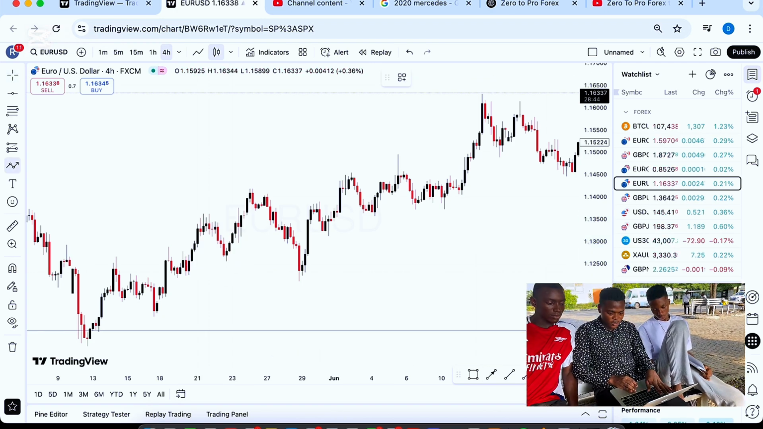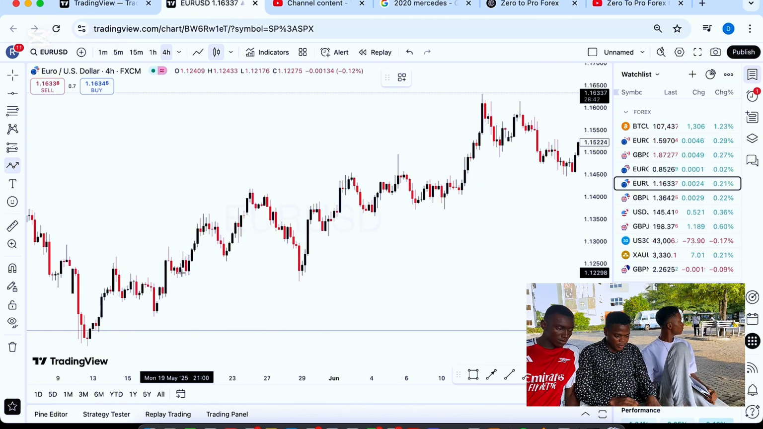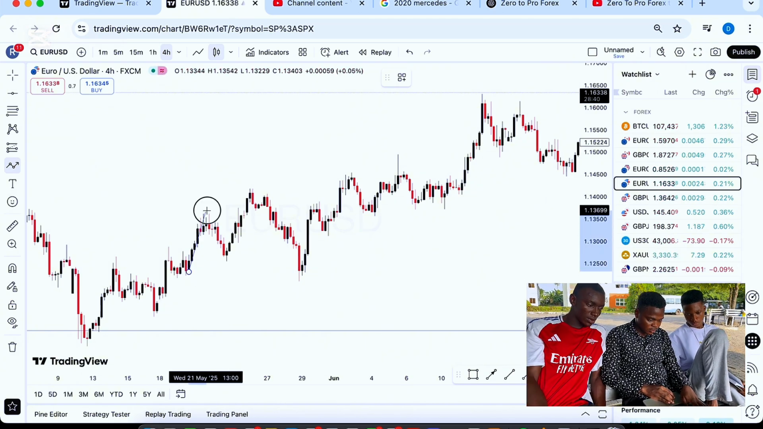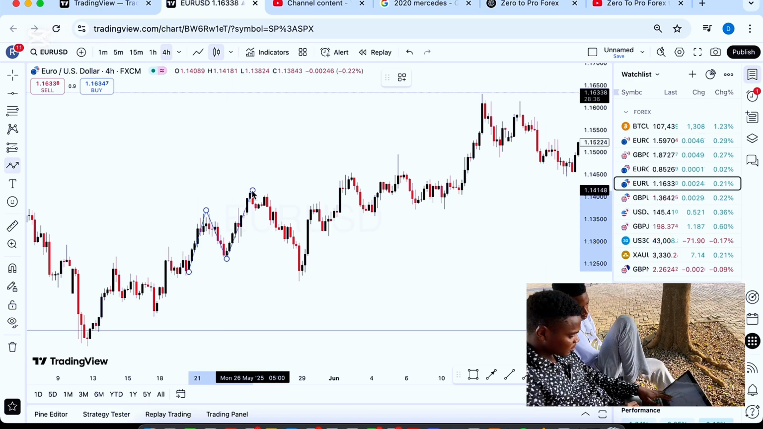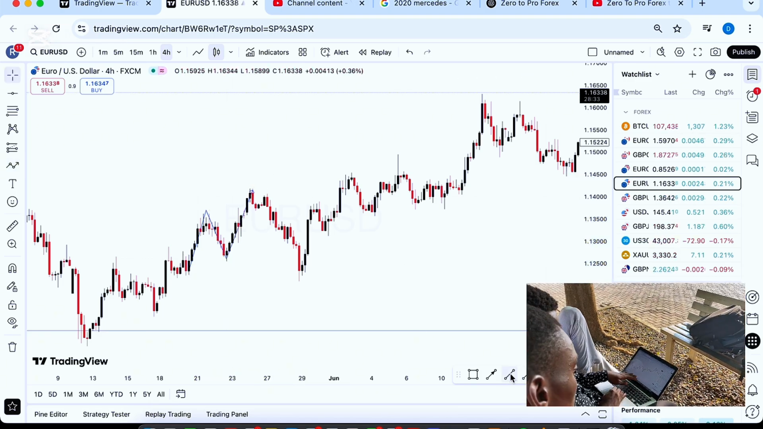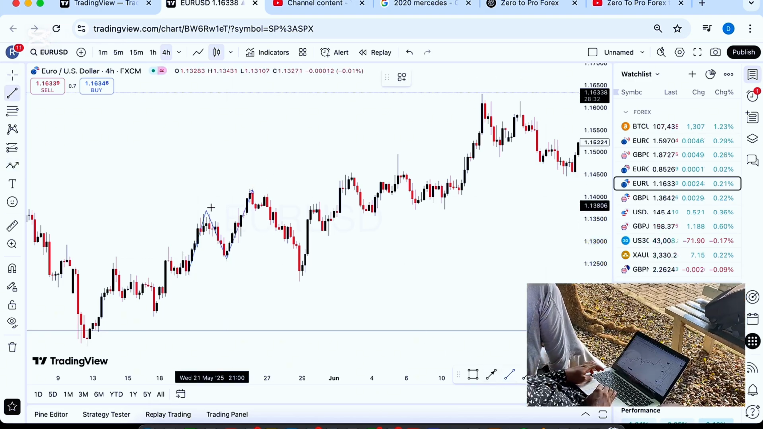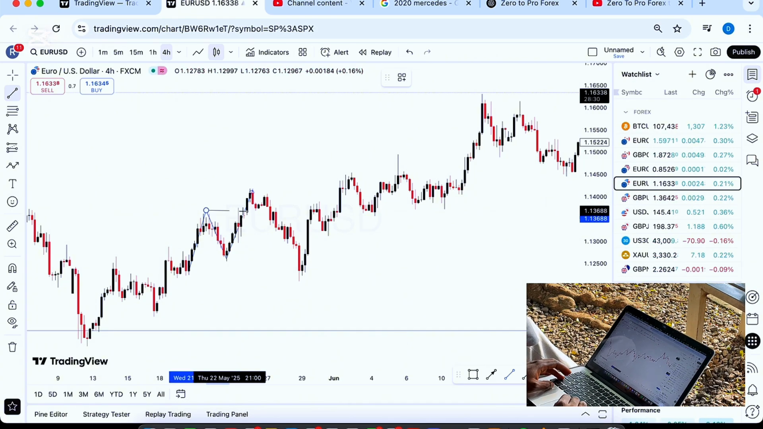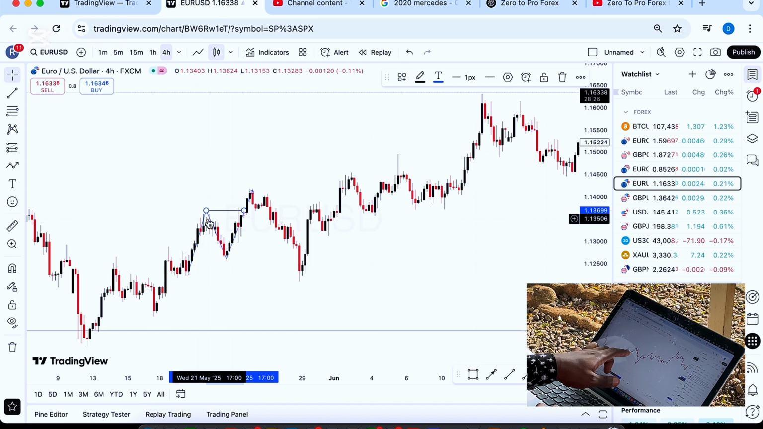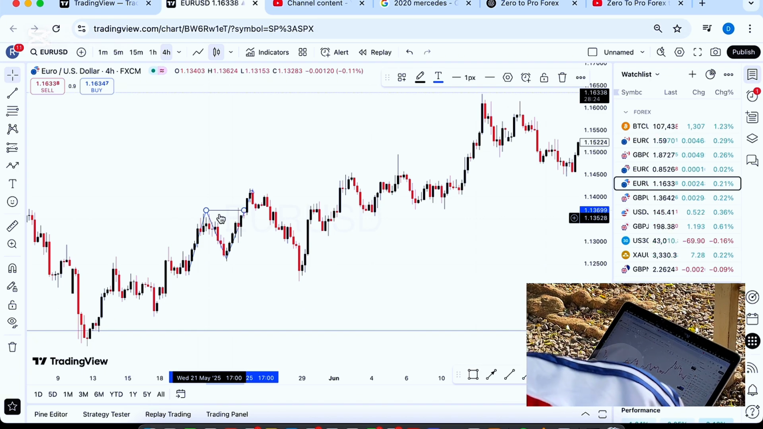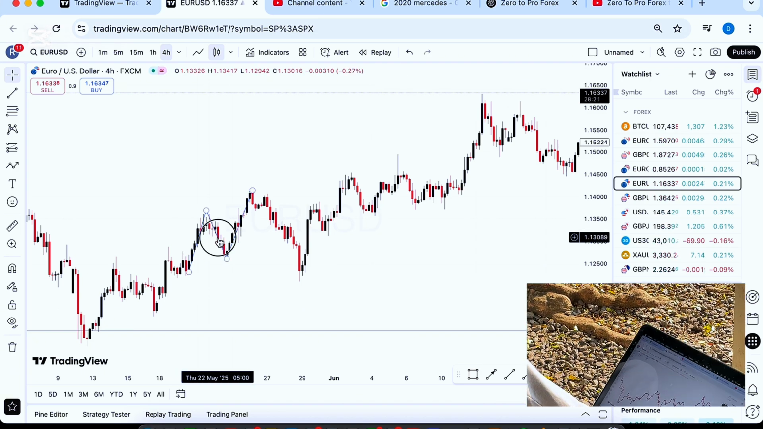So now from this point here, we can establish that price already pushed to this point, came down, then pushed to this point. Now the fact that price moved from this point to this point gives us the fact that it took out this high. Can you see that? It broke out of that high. Can you see that high?